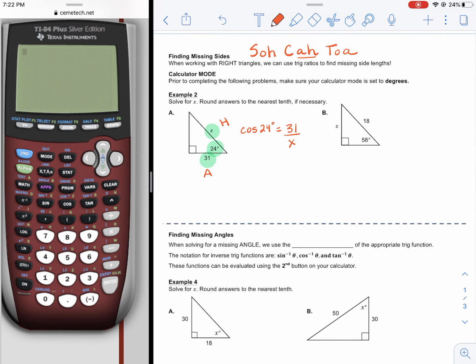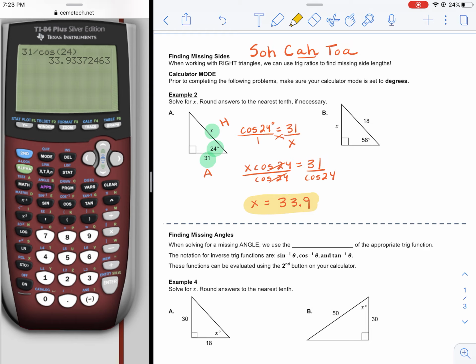Okay, and now I'm actually going to put a 1 underneath the cosine, and I'm going to cross multiply. So I get x times the cosine of 24 equals 31. Okay, so I cross multiplied. And now, to solve for x, I'm going to divide by the cosine of 24. And I get x equals, I'm going to go to my calculator, 31 divided by cosine of 24. And you should get 33.9. And so that missing side length is 33.9.